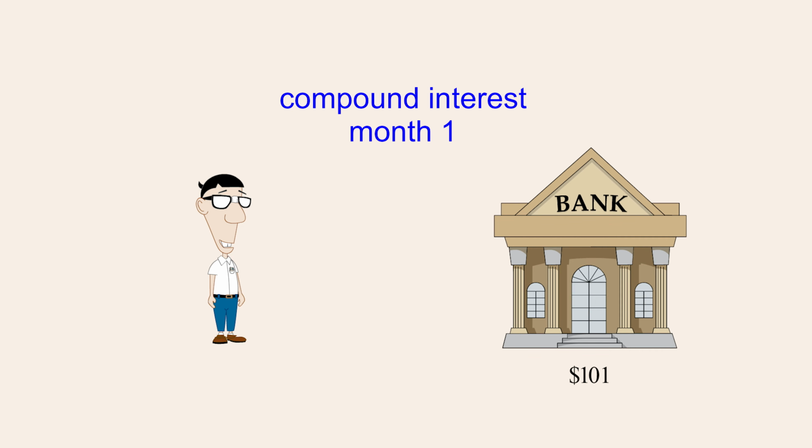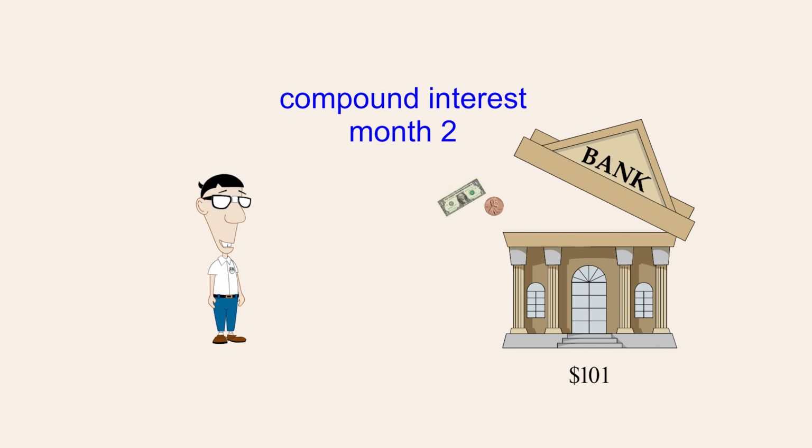Now each month, your interest will be calculated on a slightly larger amount of savings. Therefore, in month 2, the interest generated is 1% of $101. 1% of $101 is $1.01. So your savings at the end of month 2 will be $102.01.